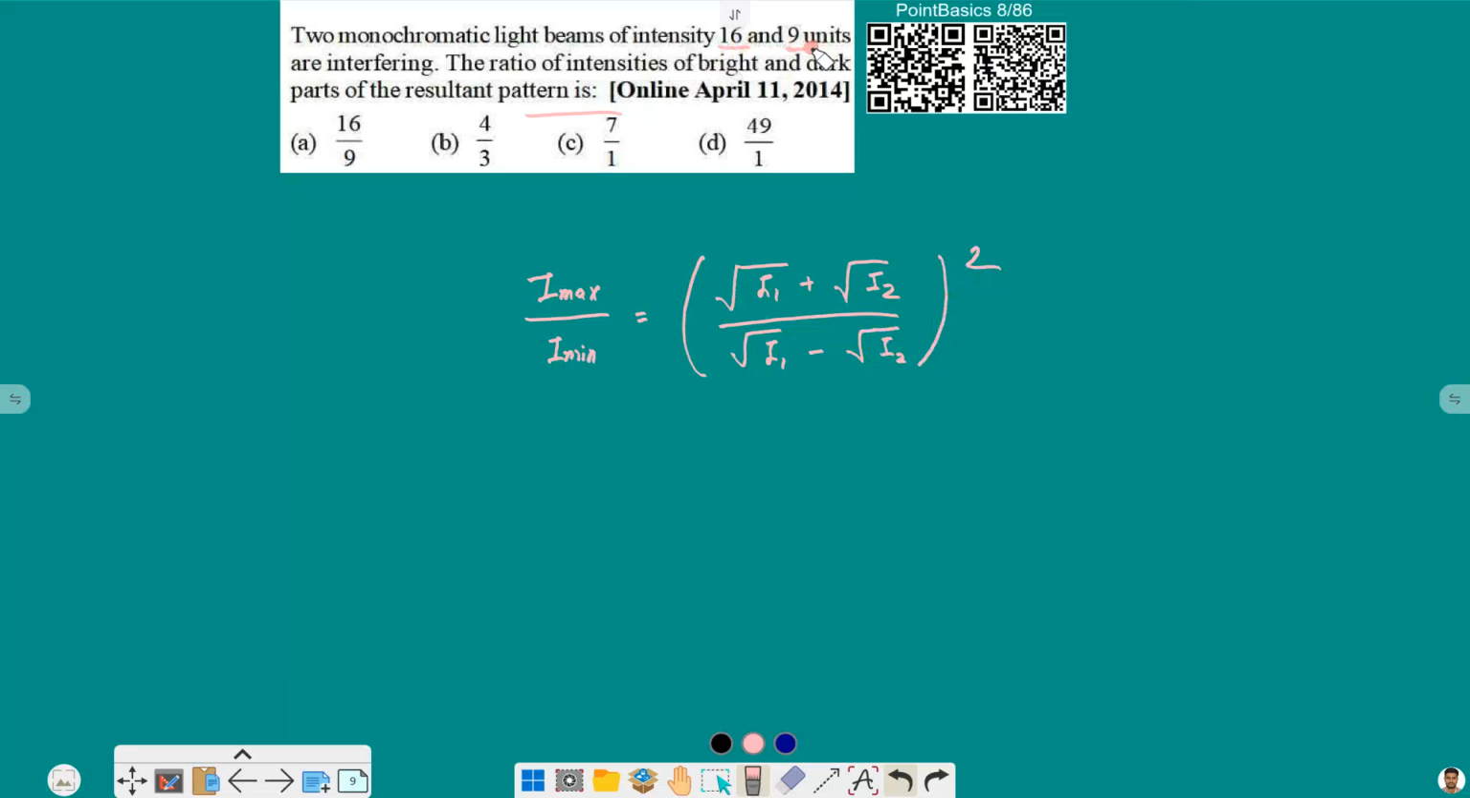Now we have 16 units and 9 units as intensity, so we can say I1 is 16 and I2 is 9. From this we will get (4 plus 3) divided by (4 minus 3) whole square, and that will be 49:1. That is option D. Now moving to the next one.